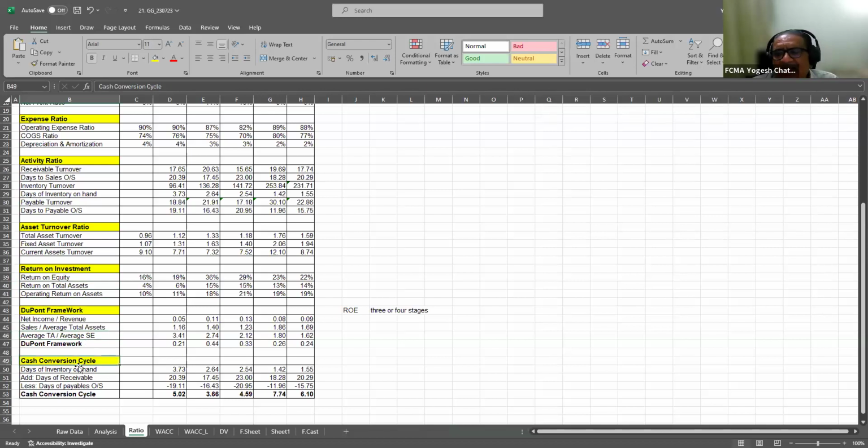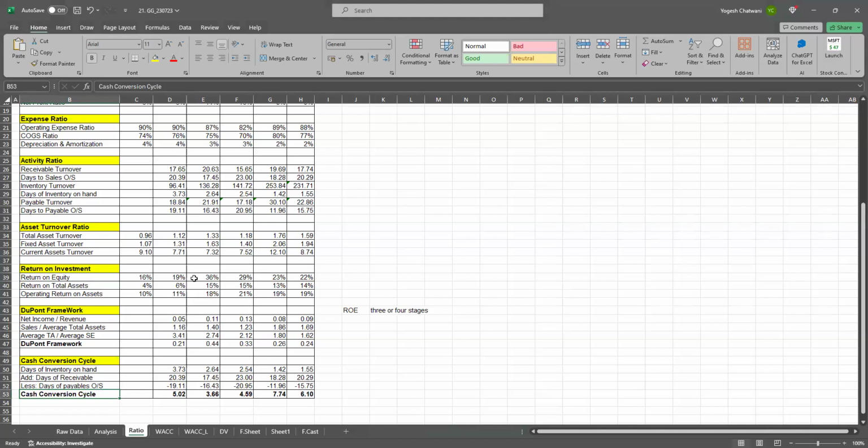And then the cash conversion cycle, very important. So days of inventory on hand and days of receivable, and from there we will reduce the days payable outstanding. So that will provide us the cash conversion cycle.